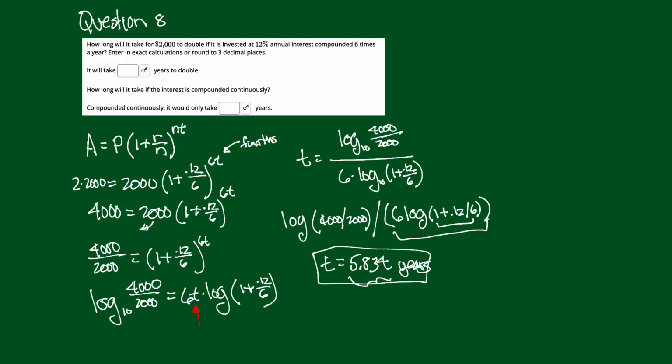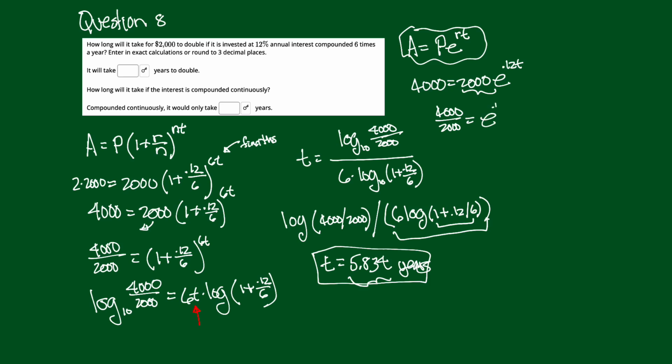Now, the second part says this: how long will it take if interest is compounded continuously? So write the compound interest formula for continuous compounding. That goes like this: A is equal to P e to the rt. Pretty straightforward formula. So we're going to have 4,000 equals 2,000, right? We want to double it. e to the 0.12t. Now, let's divide. So we'll get 4,000 divided by 2,000 is equal to e to the 0.12t.